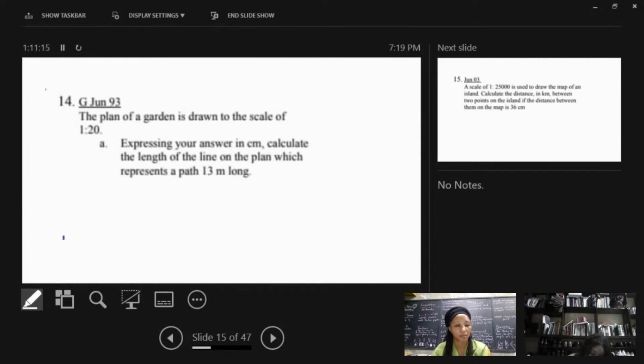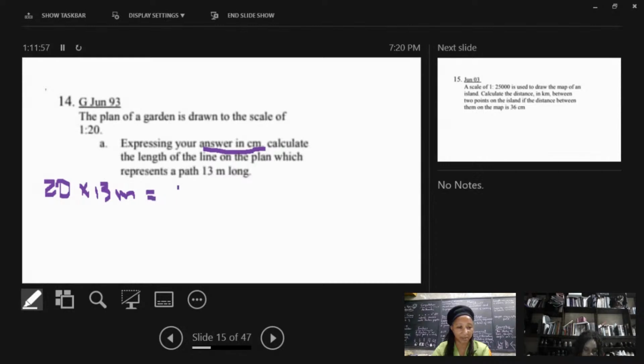The scale factor is 1 to 20. They want the answer in centimeters, so that would be 20 times 13 divided by 100. So 20 times 13. This would now be in meters, right? Yeah, so then you divide that to change meters to centimeters.